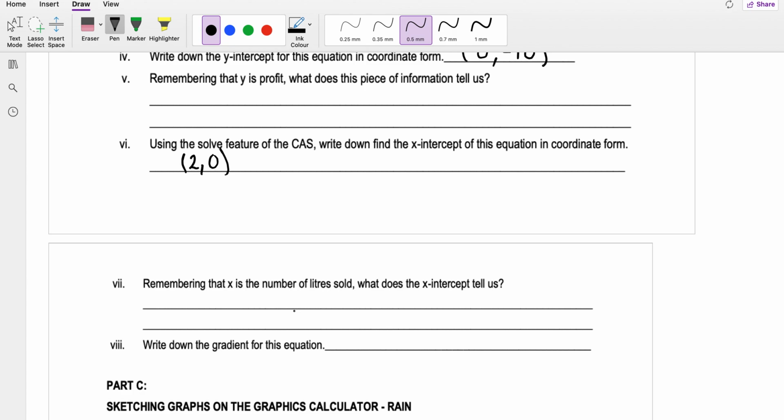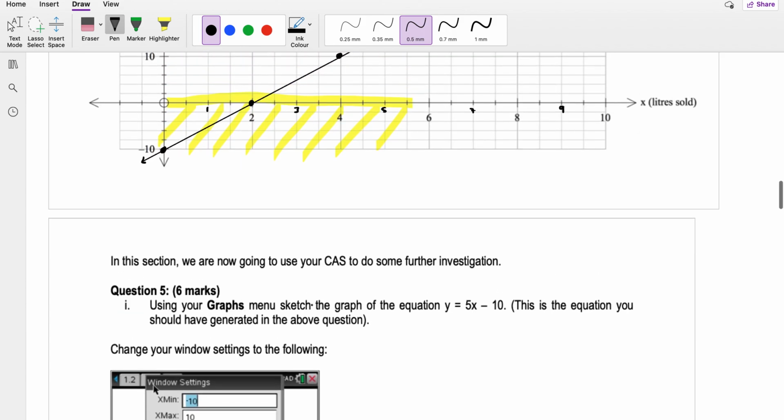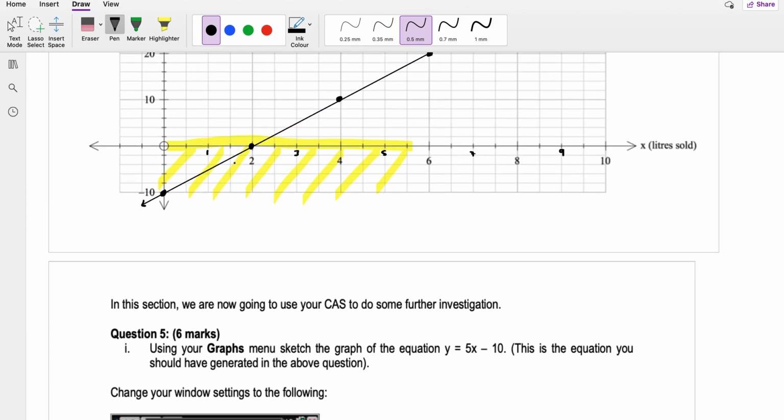Remembering that x is the number of liters, what does the x-intercept tell us? That we need to sell at least 2 liters to break even. So to make 0 profit, but cover our cost. Write everything that I'm saying here, but I'm just giving you the idea. So you need 2 liters to break even. Why? Because once I cross the x-intercept, as soon as I go above the x-axis, then all of this is going to be profit. Actually, in my graph, this is profit. Now I'm making money.